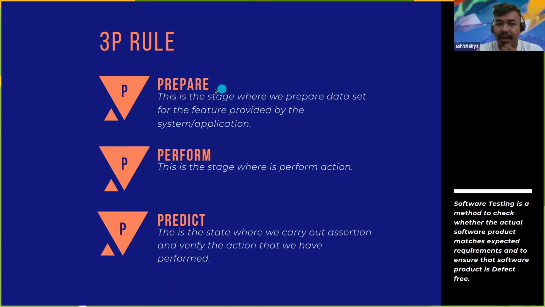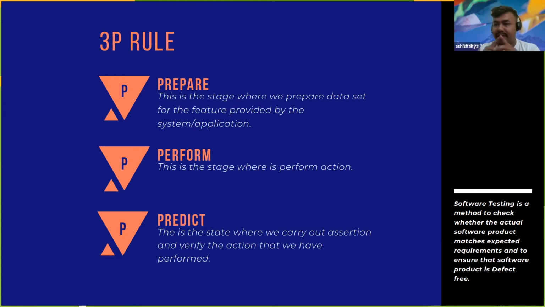In the prepare stage, which is the initial stage of any test-driven development, we simply prepare the set of data, a set of assets, or anything that is required in order to perform the action that we are doing. So this is the preparing stage. And in the perform stage, the actual action is performed. And in the last stage, the predict stage, we simply assert or verify whether the action that we have performed before has been successfully persisted or not.